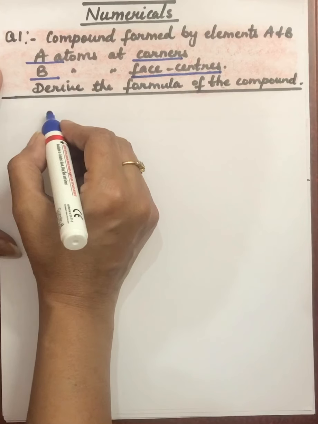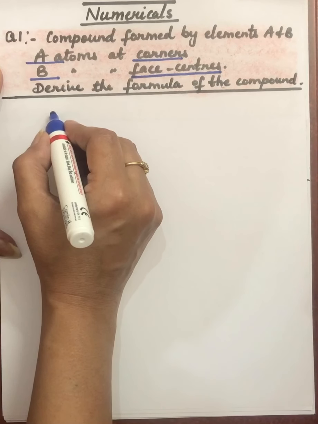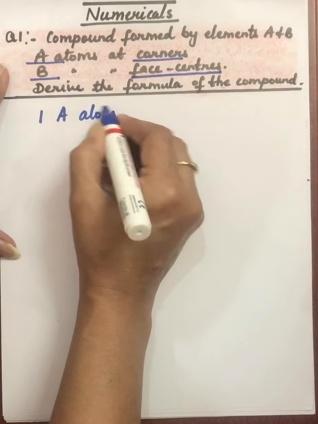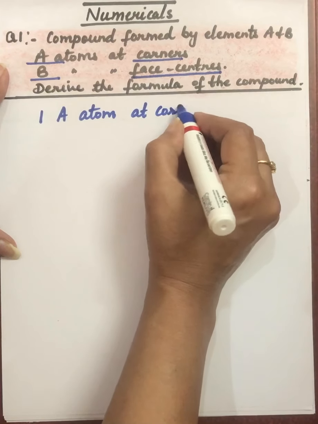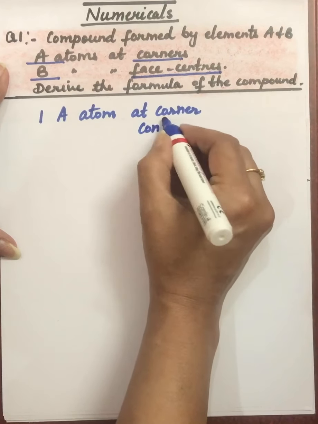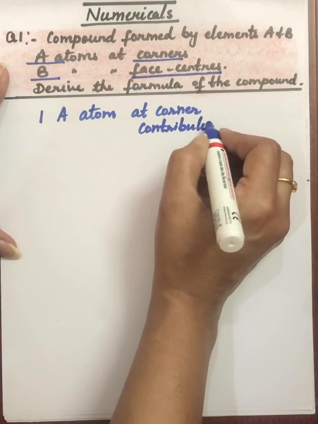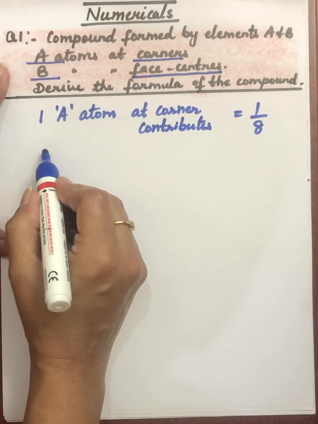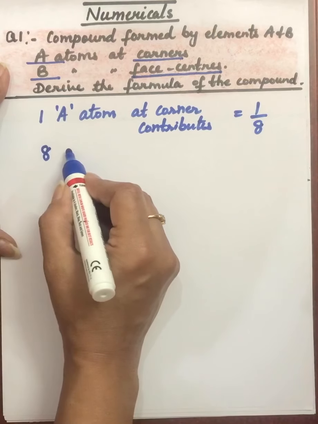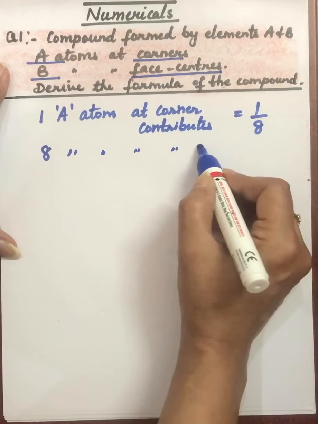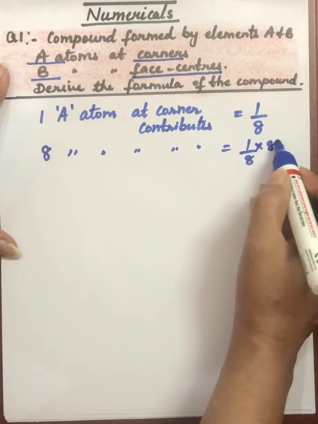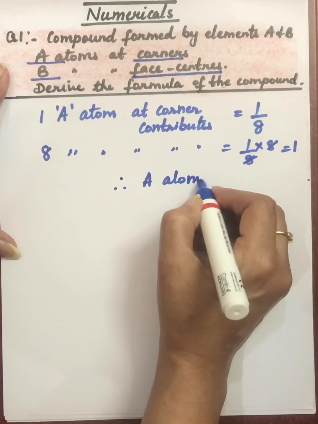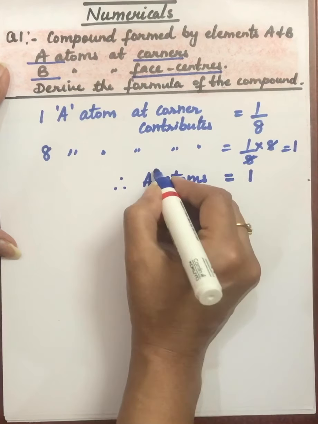So first we'll solve for A. There are 8 particles at the corners of the unit cell, we know. So one A atom at a corner contributes how much to one unit cell? It contributes 1 by 8 to one unit cell. And how many particles are at corners? There are 8 particles. So 8 A atoms at the corners contribute how much? 1 by 8 into 8 is equal to 1. Therefore, A atoms in this unit cell are equal to 1.